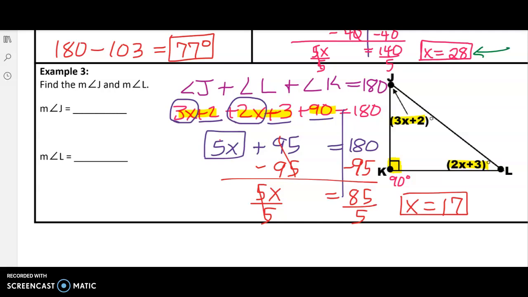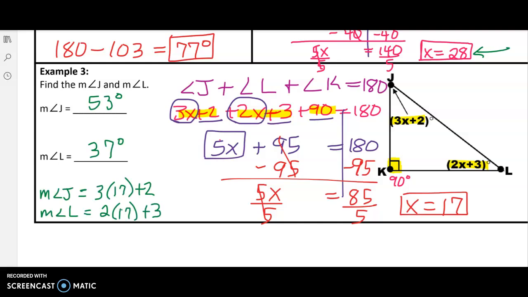Now that is important. Sometimes we're going to ask you to just find x, but remember I also need to find out what the measures of the angles are. I know that angle K is 90 degrees, but I don't know what J and L are, so we have to plug 17 in for x to find those. So take a moment to try it on your own. Pause the video.